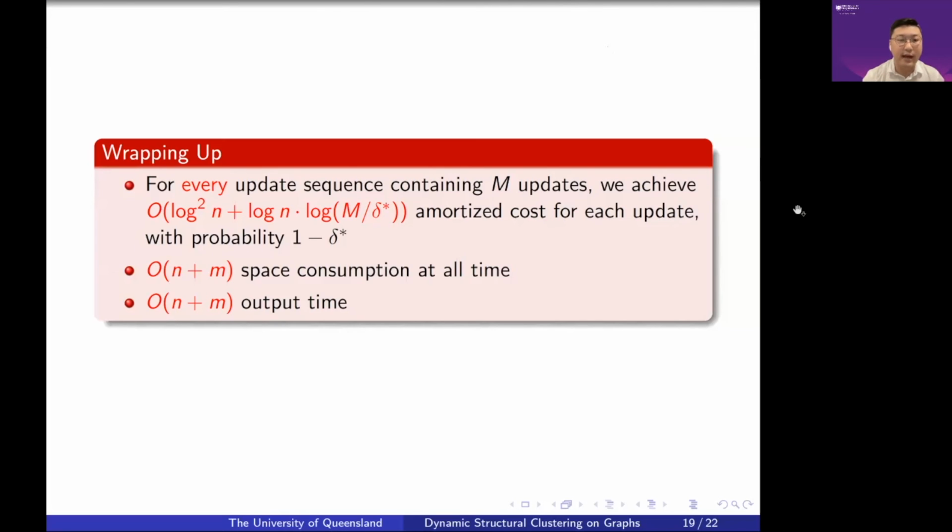Putting the above techniques together, we have achieved the following results. For every update sequence containing big M updates, we achieve this amortized cost for each update with probability 1 minus delta star. And if big M equals n to the power of some constant, we can indeed achieve O(log n to the power of 2) amortized cost with high probability. At all times, our data structure requires O(n plus m) space consumption. And we can output the structural clustering result in O(n plus m) time.